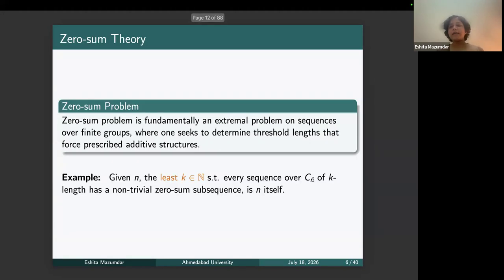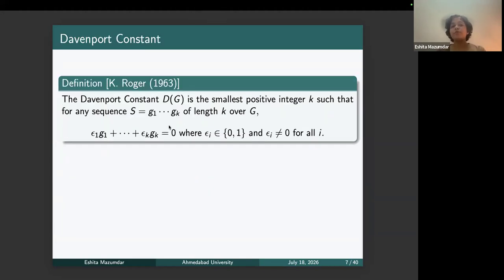Now, if you change C_n to any finite abelian group and ask the same question, what is the least value of this k? That least value is called the Davenport constant, introduced in 1963 by K. Rogers. It is defined as the least positive integer k such that whenever you have a sequence of that length, it has a non-trivial subsequence whose sum is zero. I have written it down in this way, and to guarantee that it can't happen that all epsilons are zero, at least some of them are nonzero.